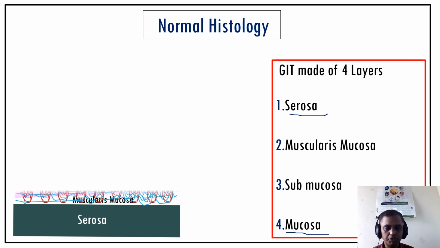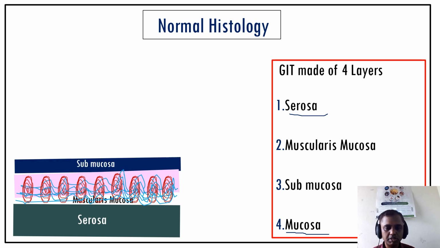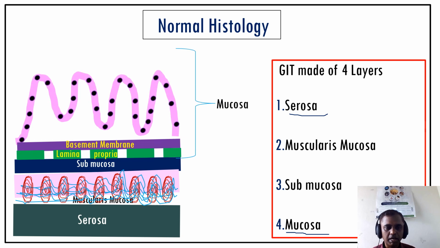It is made up of serous fluid, and then next inside the serosa is the muscularis mucosa, made up of 3 layers: circular muscle fibers, longitudinal muscle fibers, and oblique muscle fibers. Then inside the muscularis mucosa there is the submucosa, and inside the submucosa there is the mucosa. We need to understand the mucosa properly in order to understand peptic ulcer. For our understanding, we divide this mucosa into 3 parts: number 1 the lamina propria, next the basement membrane, and third the epithelium.